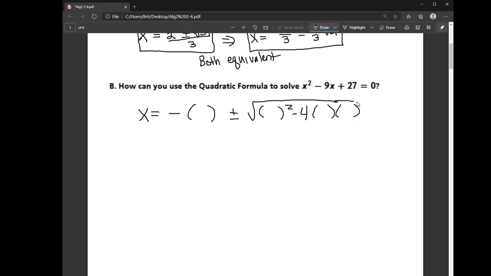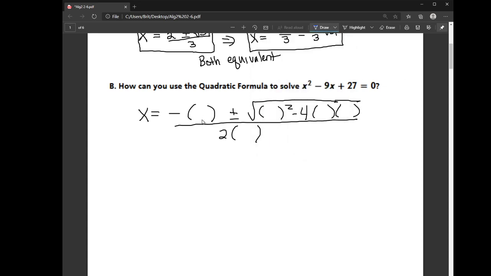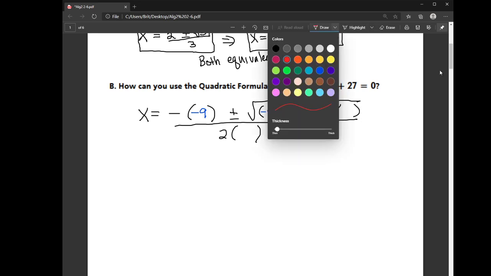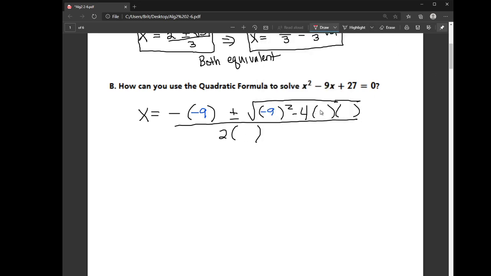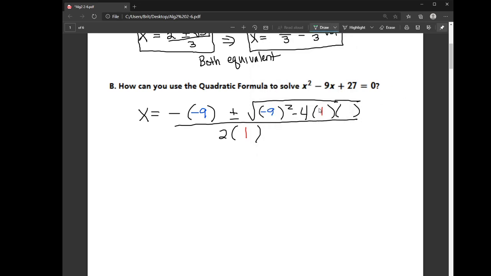Now the quadratic formula, it can be sung to the tune of Pop Goes the Weasel. And so that's really nice because it helps you to remember what values go where. So remember, these first 2 slots are your b value, right? So my b is -9. These 2 slots are your a values. So here my a value is 1. And then my last spot, that's where my c goes, which is 27.